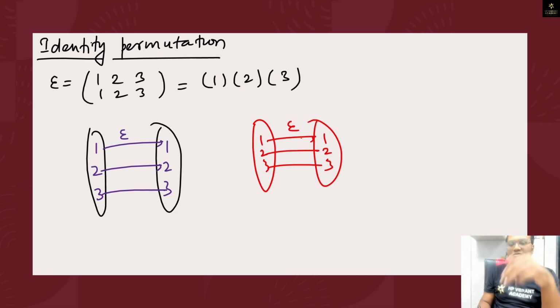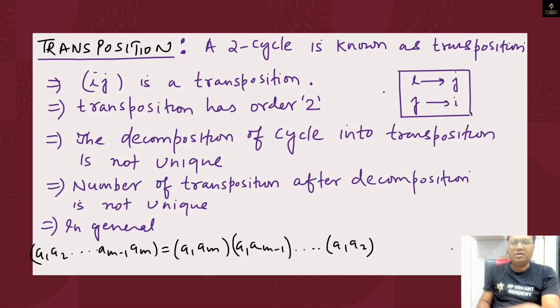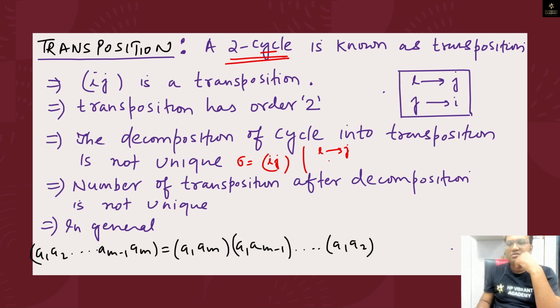This is identity permutation. अब टू साइकिल को क्या बोलते हैं, ट्रांसपोजिशन बोलते हैं। ठीक है, ट्रांसपोजिशन. (i j) is a transposition. This means suppose sigma is equal to (i j), a transposition. ये क्या करता है, i को j पे भेजता है और j को i पे भेजता है. Decomposition of cycle into transposition is not unique. यूनिक नहीं है, किसी एक तरीके से नहीं लिखा जा सकता है. डिकम्पोजिशन जो हम कर रहे हैं ट्रांसपोजिशन में, किसी एक यूनिक तरीके से नहीं लिखा जा सकता है. और number of transposition after decomposition is also not unique.